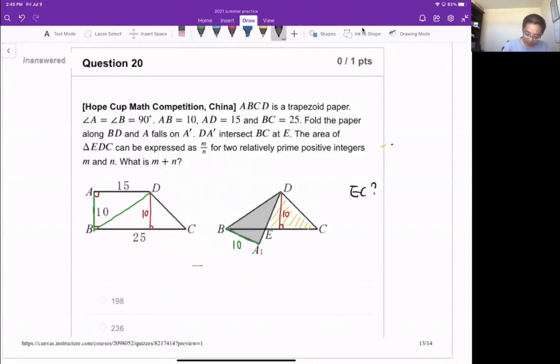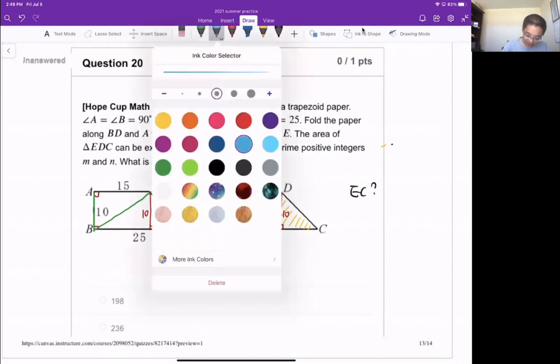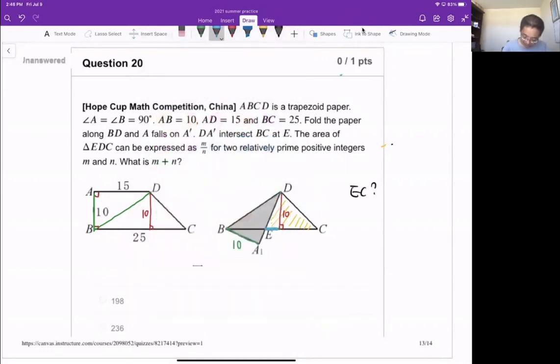Now EC has two parts, right? So this part, let's say, will be X, and this part we know. This part is the same as right here, right? This one is 15, and BC is 25, so 25 minus 15 is 10 here, right? So this one will just be 10. So that's what we have. Now, to find EC, we just need to find X.